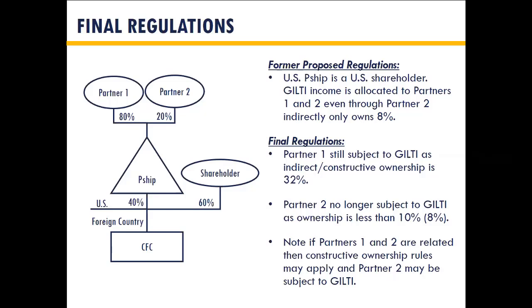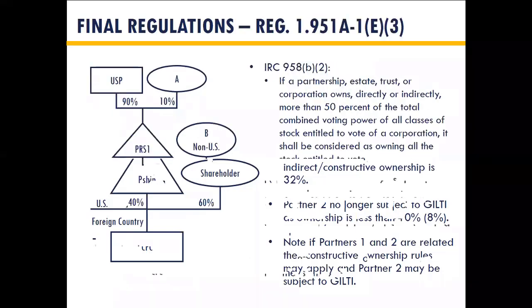And you can see in this case, partner two only has an 8% interest. And so they would not be considered a US shareholder and thus not subject to GILTI income. Note that there are still constructive ownership rules that need to be considered, and if partner one is related to partner two, then partner two would be over that 10% threshold and thus subject to the GILTI rules.